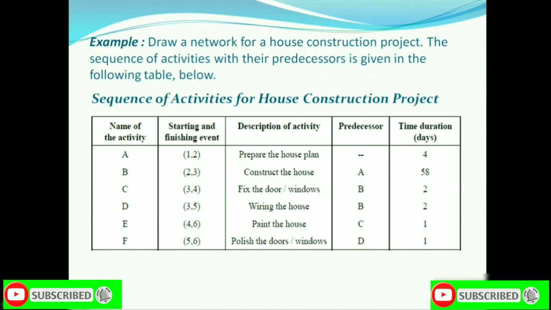After building the house, we fix the doors and windows and do the wiring of the house, which take 2 and 2 days. They are represented by activities C and D. B is the preceding activity of C and D. Lastly, paint the house and polish the doors and windows, which take 1 and 1 days, and they are represented by E and F. Here C is the preceding activity of E and D is the preceding activity of F. Now we move on to the next slide.